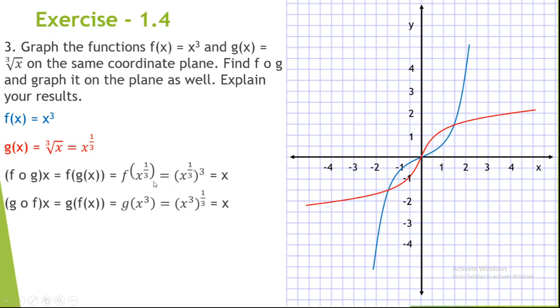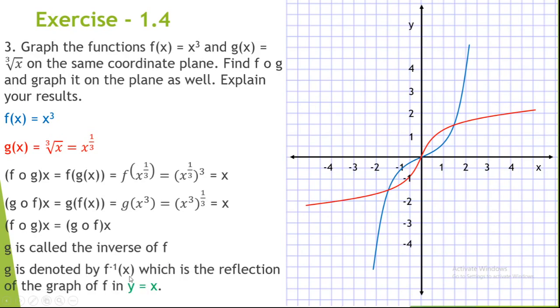From this we can conclude that f of g of x and g of f of x are both the same. It means g is the inverse of f, so we can denote g by f inverse of x. We previously learnt in reflection that when a function is the inverse of another function, the graph is just a reflection about the line y equals x.